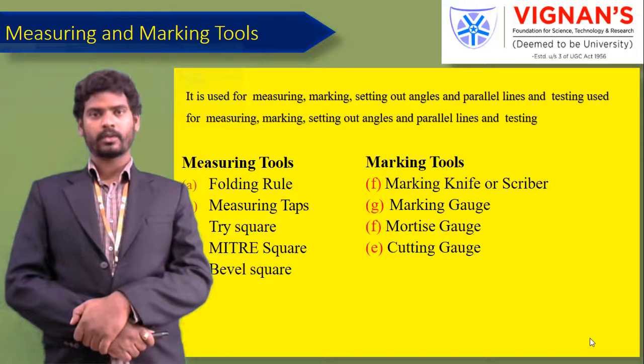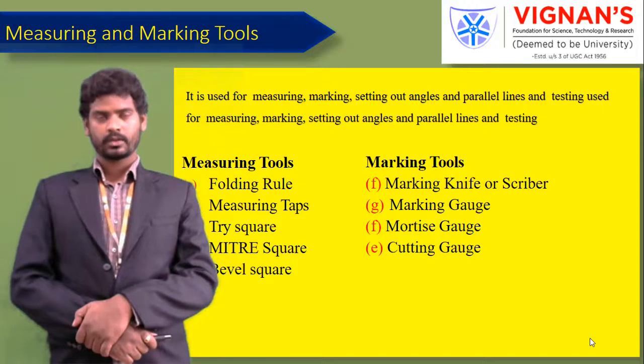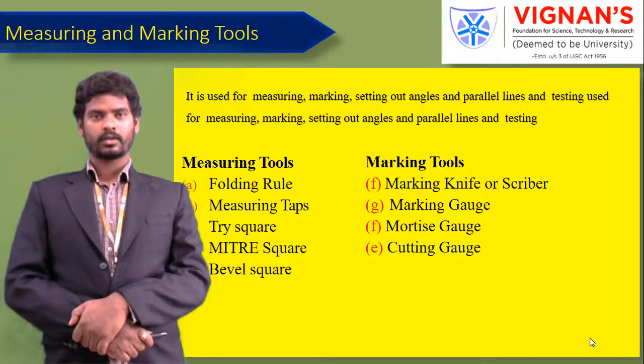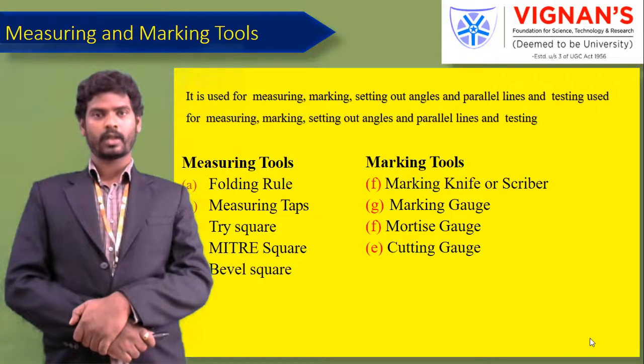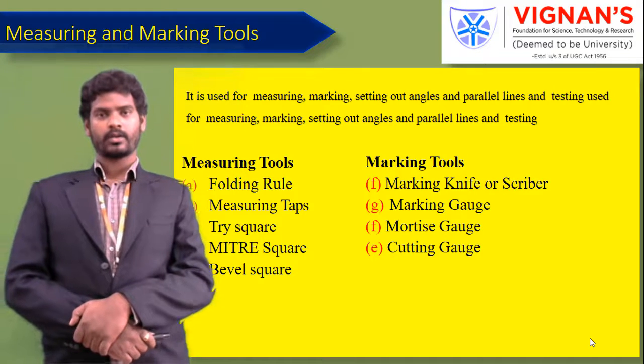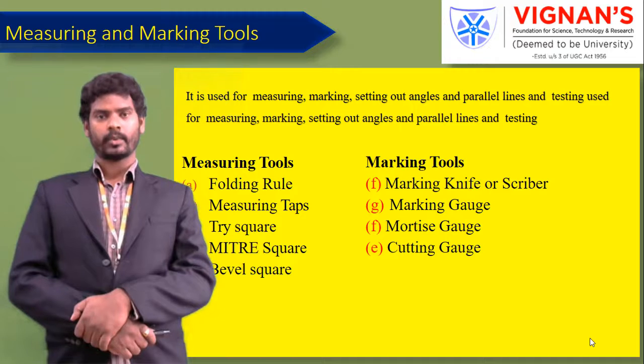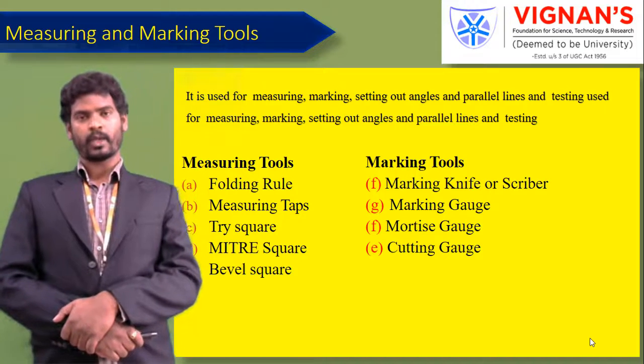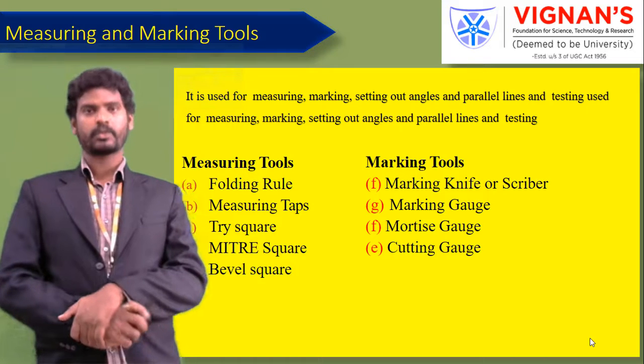Marking means cutting an unknown amount of material from the base material. For easy identification, we use some marking tools for highlighting the unknown amount of material. By using these marking tools, we highlight the part to be removed, then we can easily cut that part and remove it from the base material. That is the main difference between the measuring and marking tools.